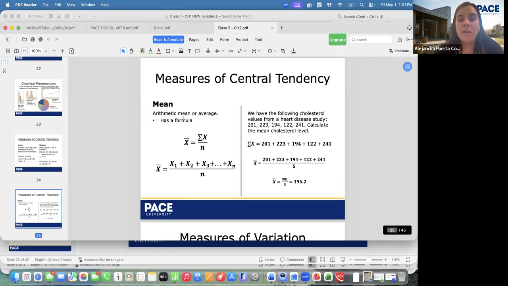Okay? Mean is just the sum of all the values divided by the number of values. So if I have 10 patients, let's say we're doing mean BMI, I'm going to add all the BMIs of everyone, right? And then I'm going to divide by 10, right?